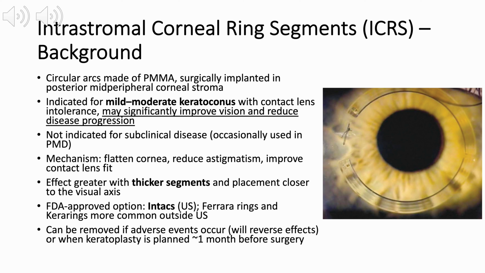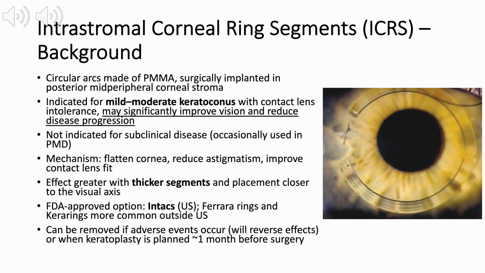The mechanism of action involves mechanically flattening the cornea, thereby reducing irregular astigmatism and improving contact lens tolerance. The refractive effect is greater when thicker segments are implanted or when they are positioned closer to the visual axis. In the United States, the FDA-approved device is Intacs, whereas Ferrara rings and Kera rings are more commonly used outside the U.S. An advantage of ICRS is that they are reversible. If adverse events occur, the segments can be removed, thus reversing their effects. Additionally, they are often removed about a month prior to keratoplasty if transplantation becomes necessary.